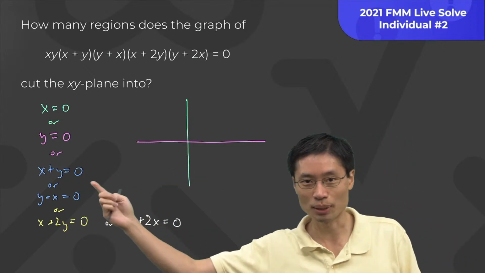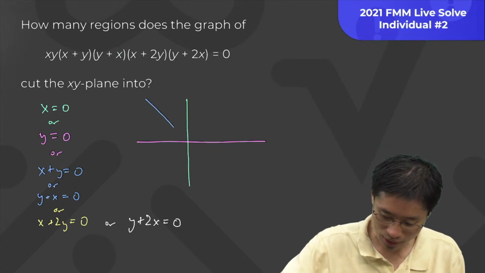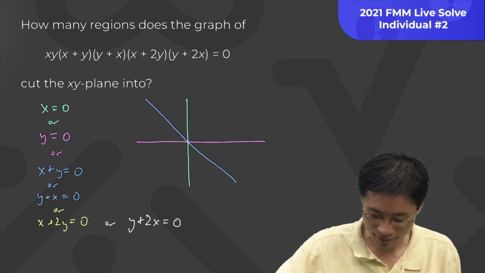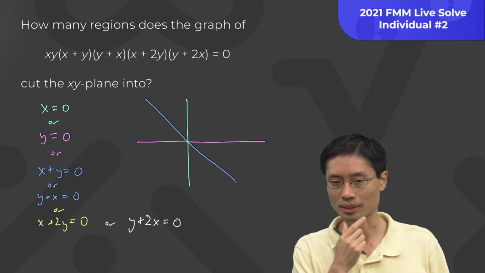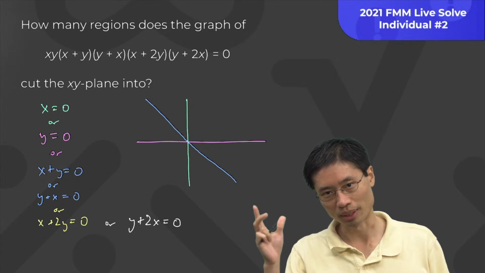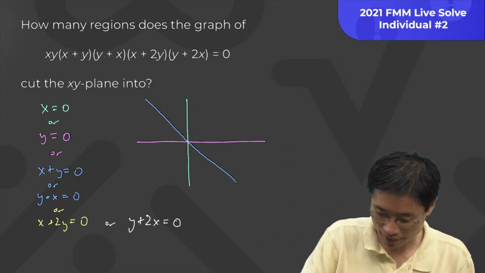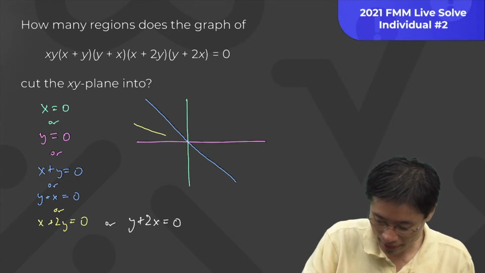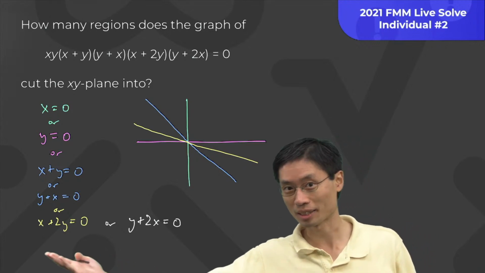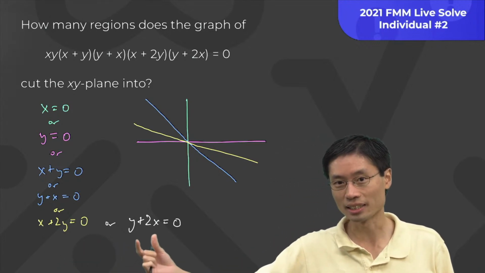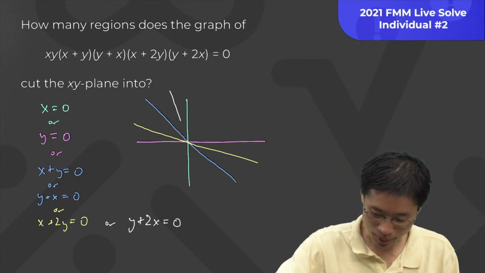I also have x plus y equals 0 and y plus x equals 0. Those are the same, and look like this, a slope of -1. That's y equals -x. I also have x plus 2y equals 0. That's y equals -half of x, so it's a slope of -half. Maybe it's like this. And this guy, y plus 2x equals 0, is y equals -2x, so that's a slope like this. Oh, this is such a pretty picture.